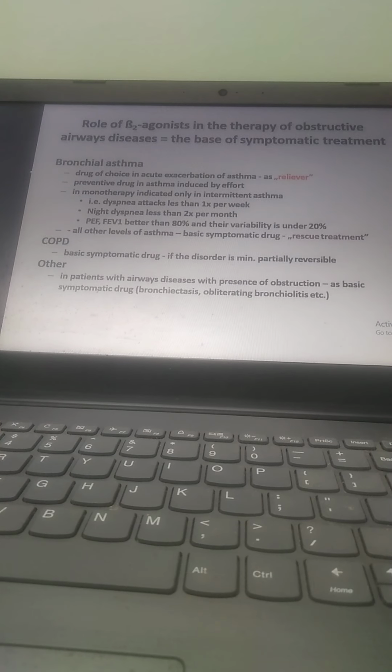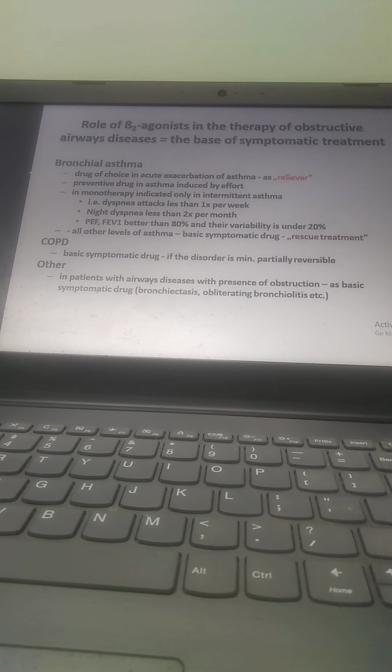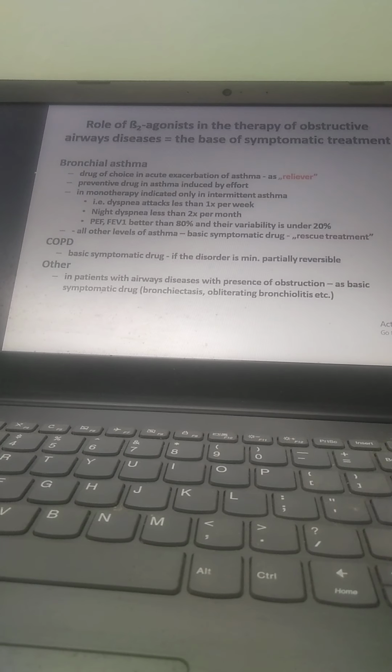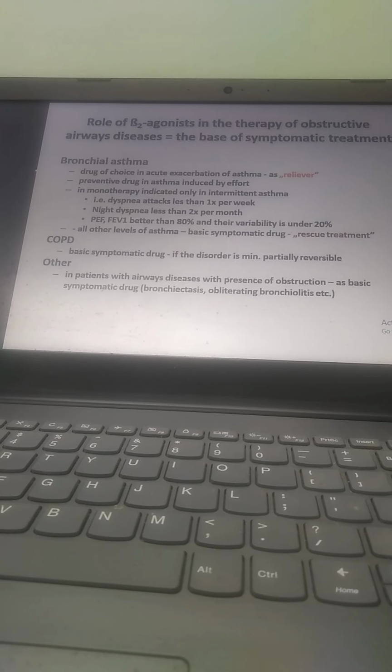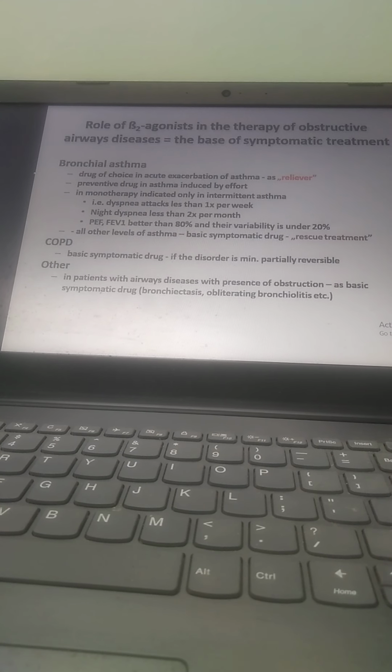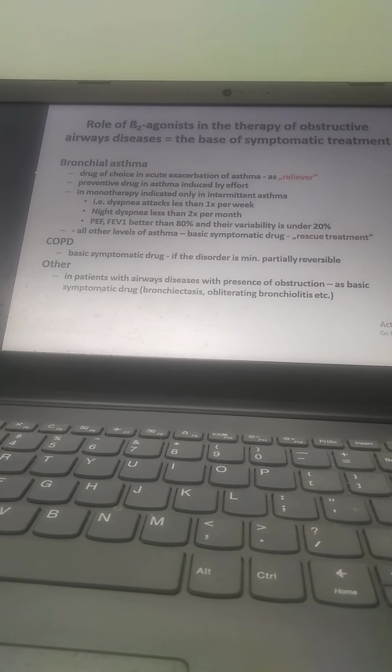Now, role of beta 2 agonist in the therapy of the obstructive airways disease, the base of the symptomatic treatment. Bronchial asthma. Drug of choice in acute exacerbation of asthma is reliever. It should be relieved. Preventive drug in asthma induced by effort. In monotherapy indicated only in intermittent asthma, that is dyspnea attack, less than 1 per week. So there is an attack, there is oxygen, we cannot cope with the oxygen. Night dyspnea, sometimes in the night also, less than 2 times per month.